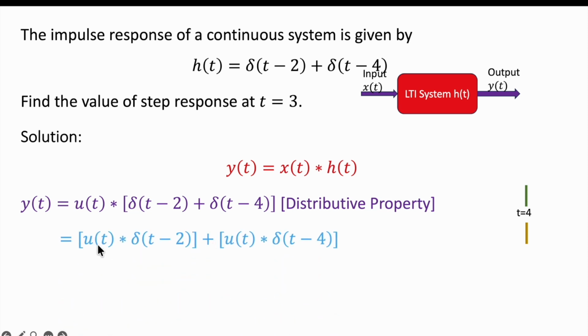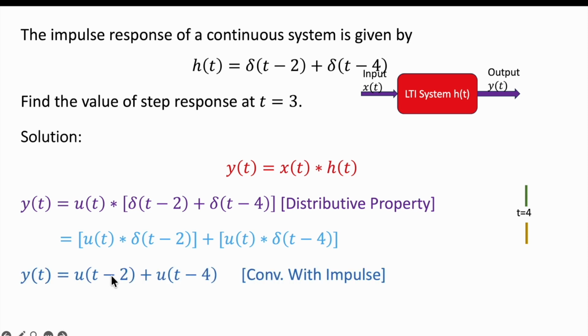We know from the previous property that the convolution of u(t) with delta(t minus 2) gives the shifted version of the unit step. The shift is the same, so u(t minus 2), and for the other case u(t minus 4). So we have the property of convolution with the impulse. That is y(t). Now we represent this in terms of a graph.